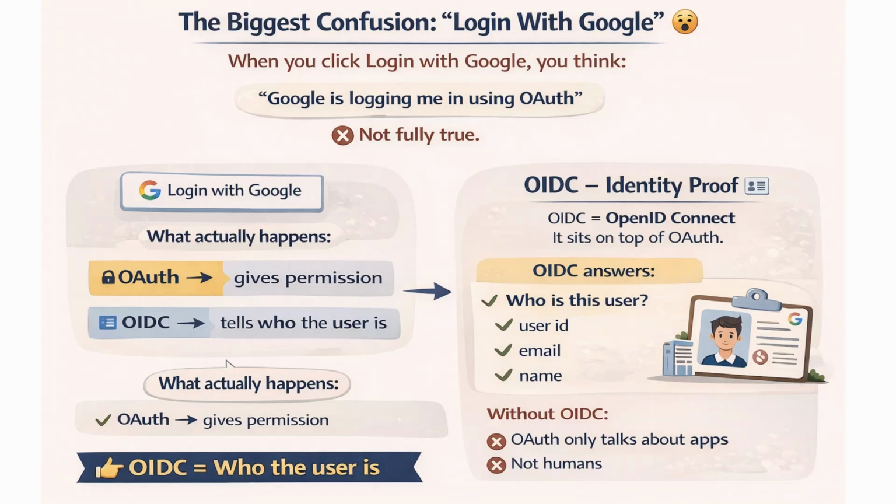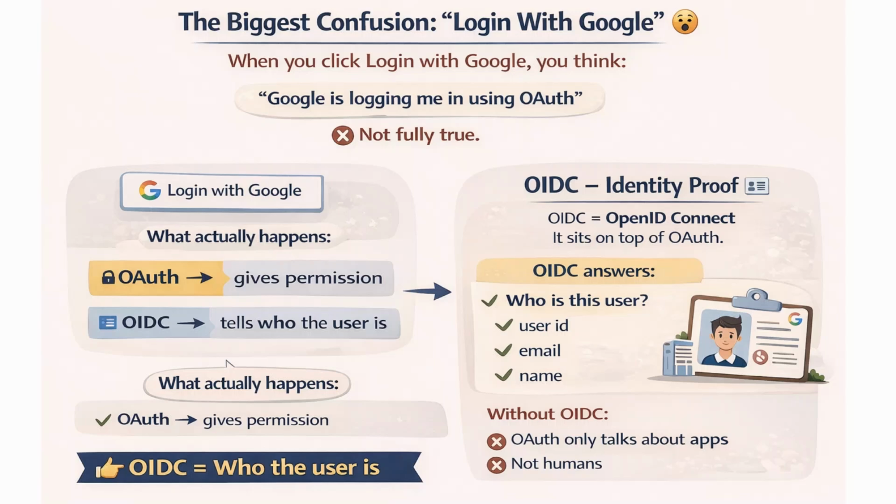Behind the scenes in OAuth, there is one thing called OpenID Connect, which handles the identity part. OpenID Connect sits on top of OAuth. OIDC answers one simple question: who is this user? It provides you the user ID, email, name, something like that.